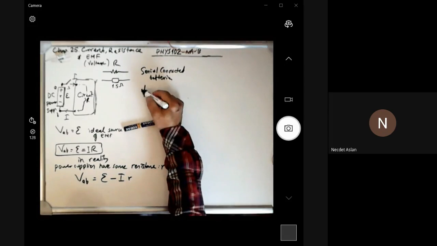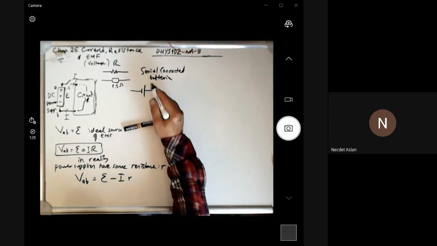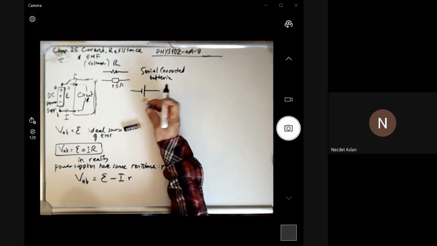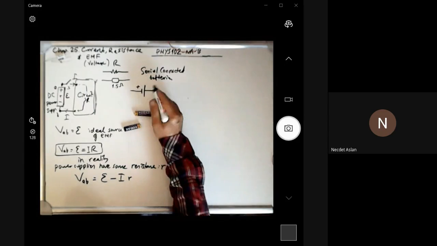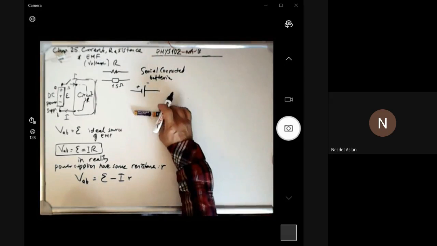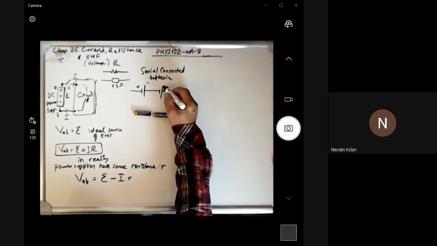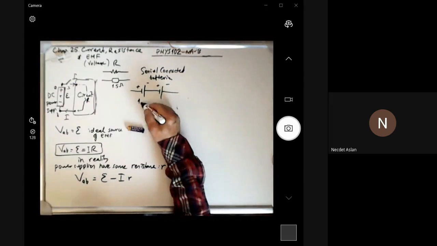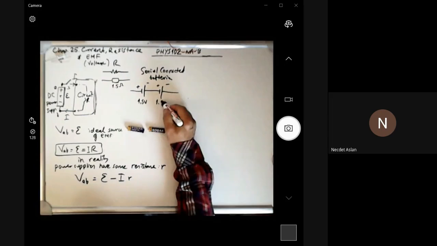So one is like that, plus. The tip is plus, and this is minus. If we connect another plus to minus like that, the potential just increases twice as much. So this is 1.5 volts, and this is 1.5 volts.